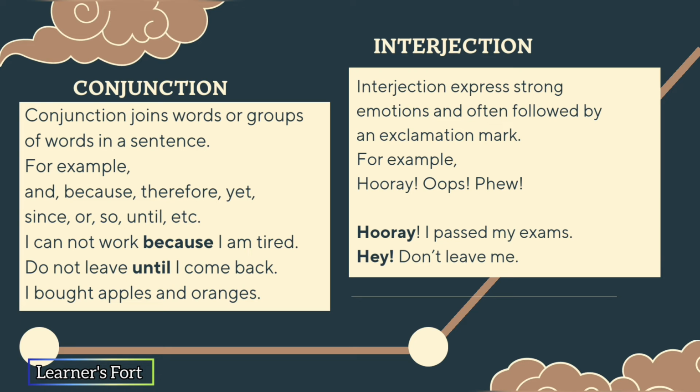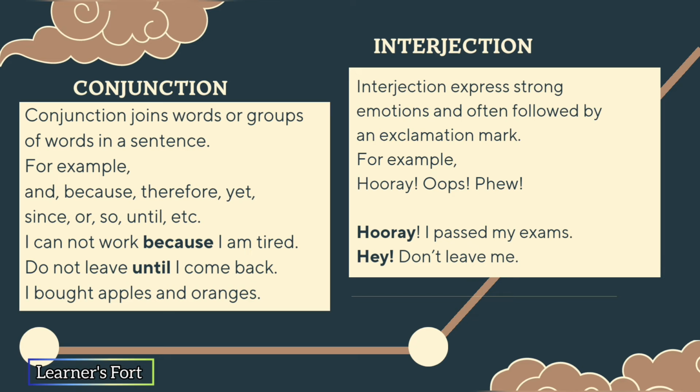Okay. Now, second one: do not leave until I come back. Until is a conjunction here. The two clauses are "do not leave" and "I come back". These two are incomplete on their own, and to make them into a proper sentence, you have to use a conjunction to link them together. So, do not leave until I come back.